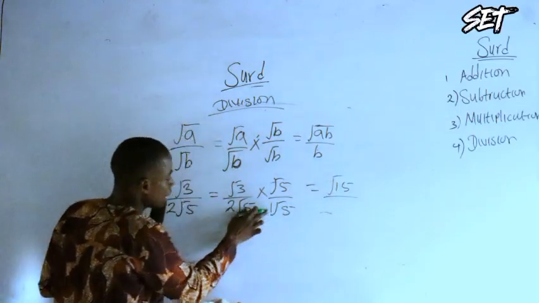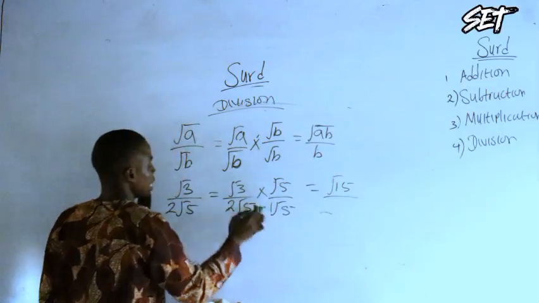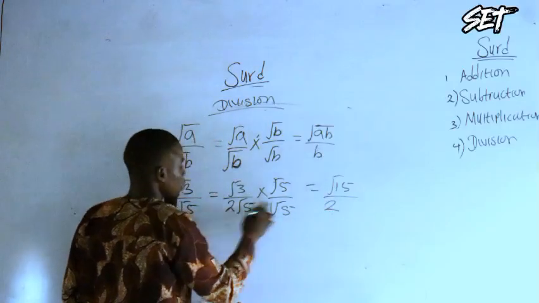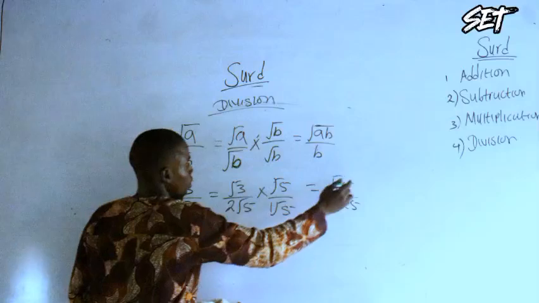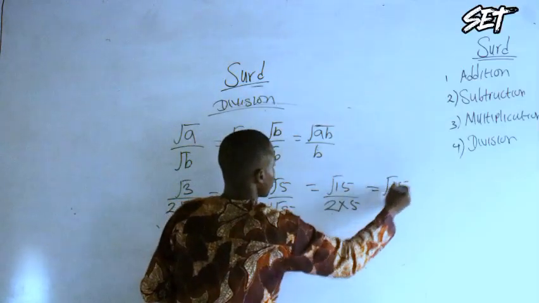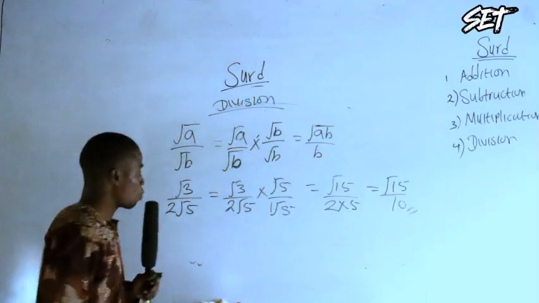You have a visible 1 here. This one has a visible 1, but you don't need it in that place. This one and this is what? 2. And this one and this is what? 5. Because root 5 times root 5 is what? 5. You now be what? Root 15 all over 10. That's the answer. Very, very simple as ABC.